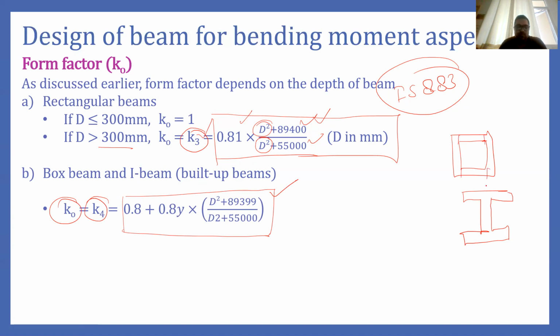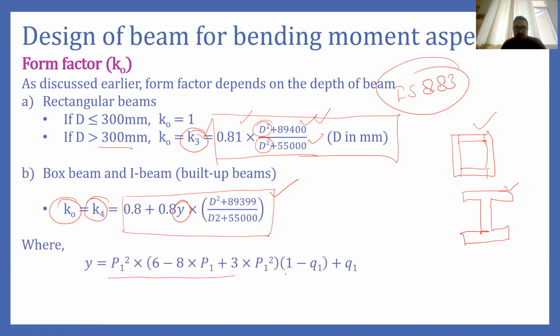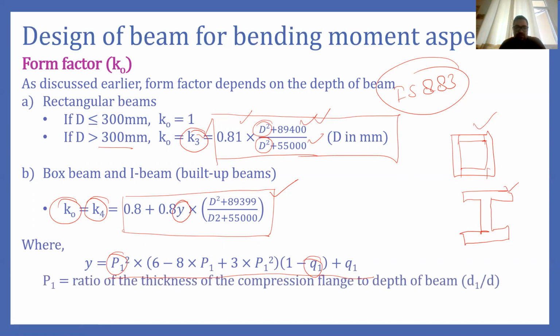So here we have one more variable which we are required to find out, which is the y value. Now, how do we find out this y value? This y value is dependent on the dimensions of this box column and I beams. So y can be calculated by this relation. Now, in this relation also, there are other new terms, P1 and Q1. Now, what is P1 and what is Q1, that we will see.